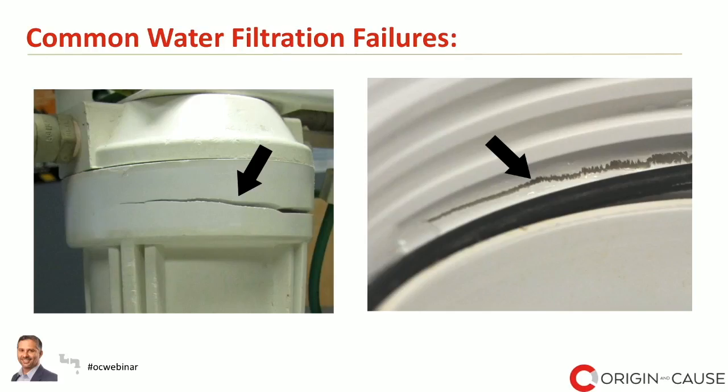Here's a close-up of the failed canister. The arrows in the photo point to the cracks. As you can see, those cracks run through the threaded portion of the canister. This is exactly what a typical failure deriving from a manufacturing deficiency looks like.